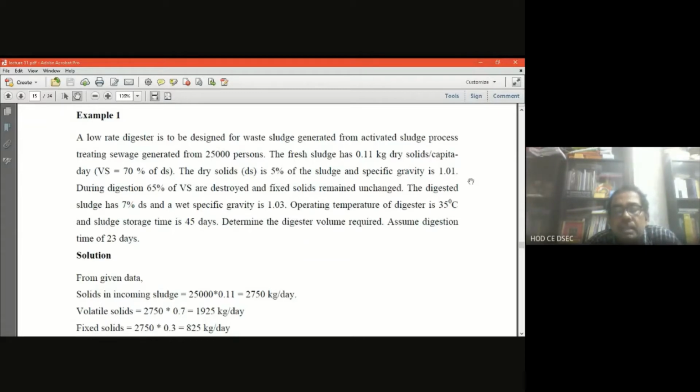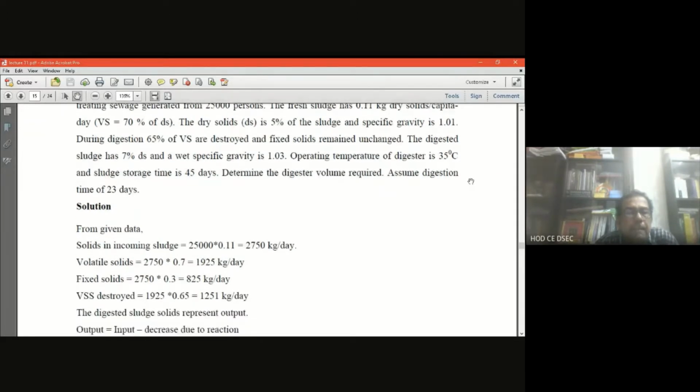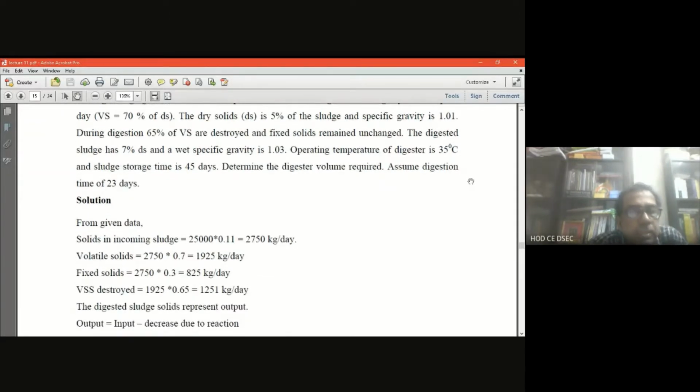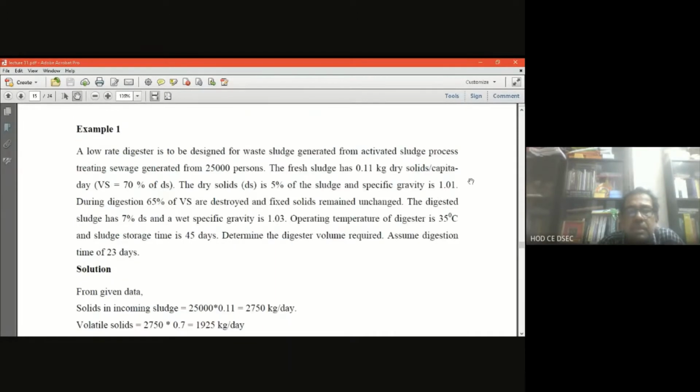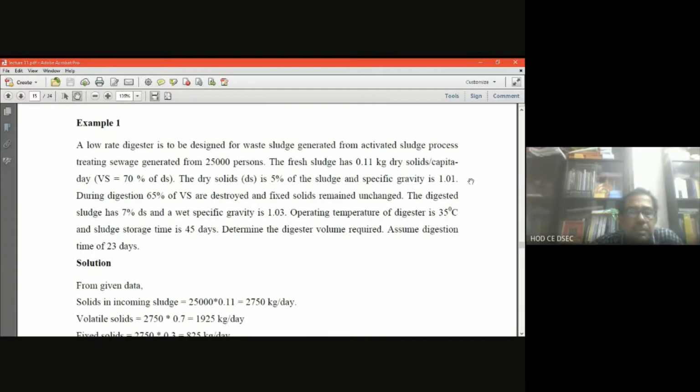Now determine the digested volume required. Assume digestion time is 23 days. How do you proceed with the problem? From the given data, solids in incoming sludge equal the capita, that is the number of persons, which is 25,000, multiplied by the 0.11 kg dry solids per capita. What will we get at the end of the day?